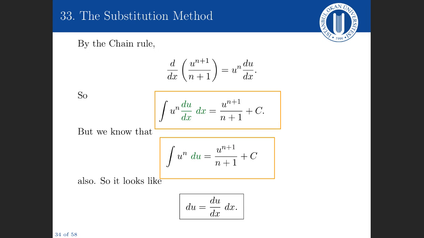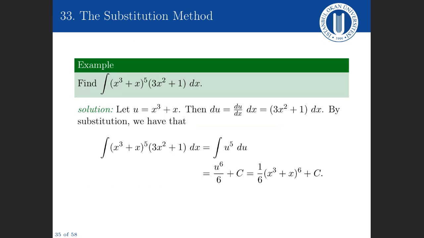But we also know that the integral of u to the power n du is equal to the same function. So these two must be the same. So it looks like du is the same as du dx dx. This is the idea behind the substitution method. For example, let's suppose we want to calculate the integral of x cubed plus x to the power 5, 3x squared plus 1 dx. We can use a substitution to change this into an easier integral.